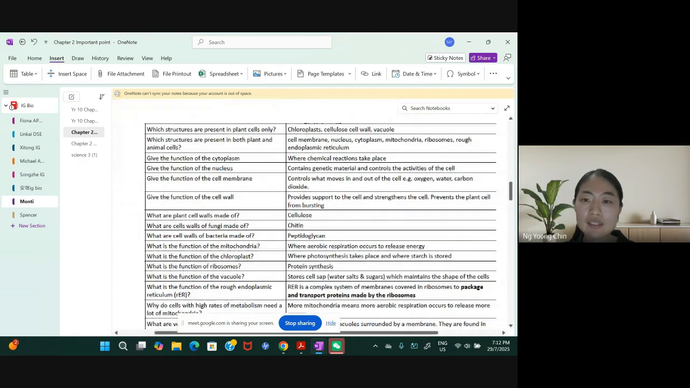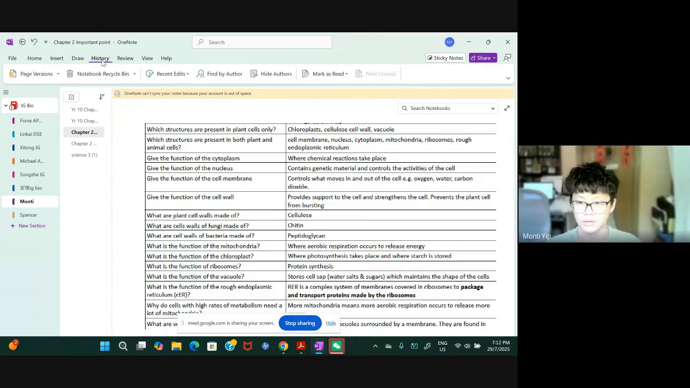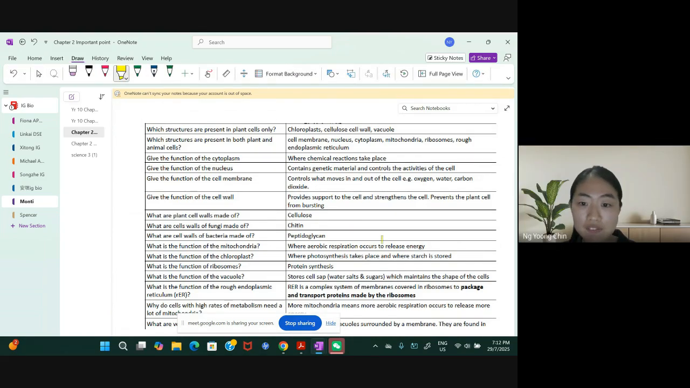And then for this one, you should know about the content. They are found inside the cell wall, which is cellulose in plants, chitin in fungi, and the bacteria also have a cell wall made of peptidoglycan, so this is easier for you to memorize later. And you should know how to describe the function. You can see they describe the cell wall function in more detail: provide support and strengthen the cell and prevent the plant cell from bursting.